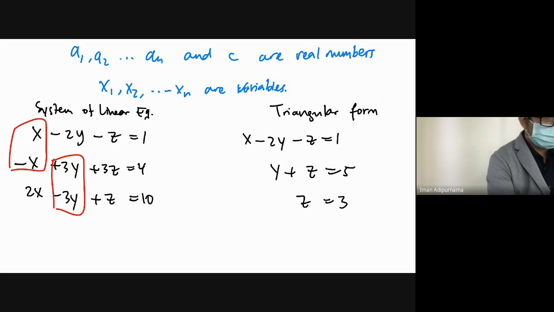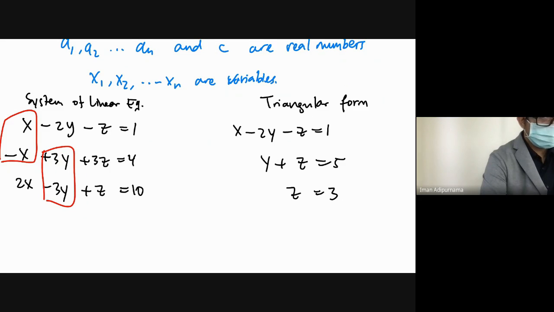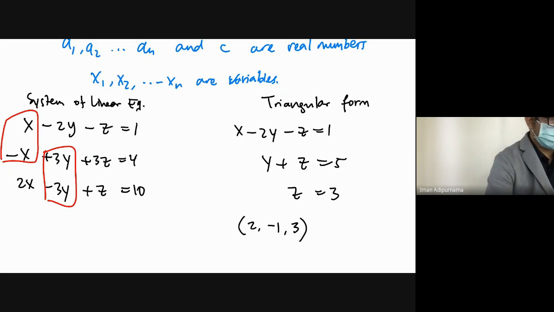And we can see the solution will be 2, minus 1 and 3. Usually this is how we write the solutions: this is x, y, z. So the solution.